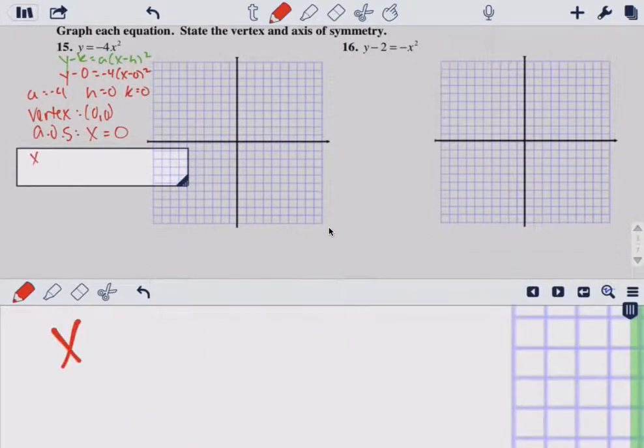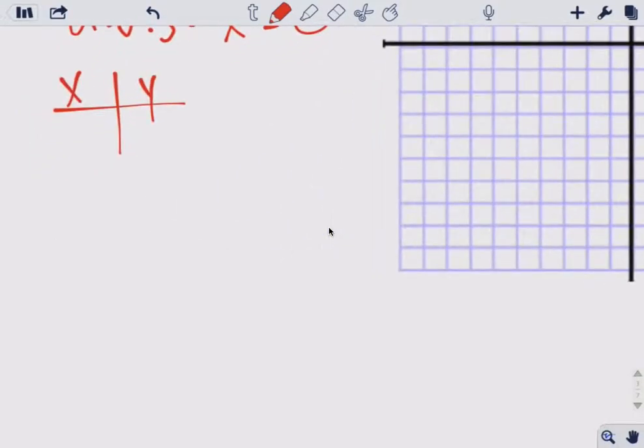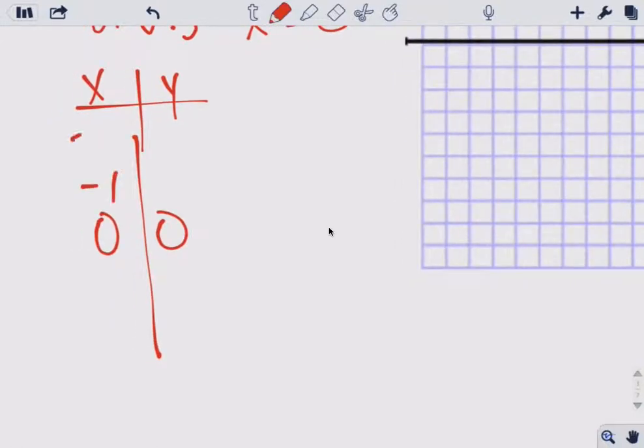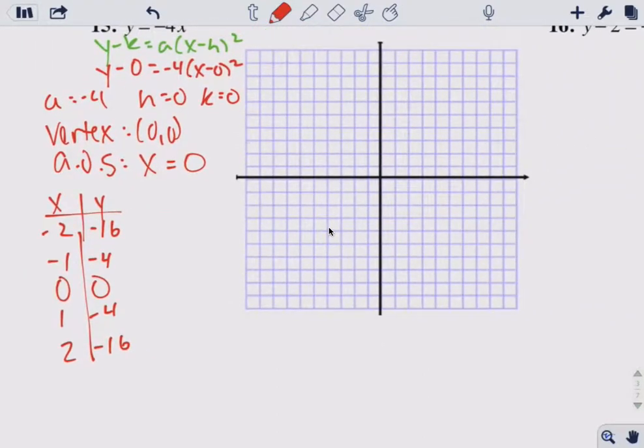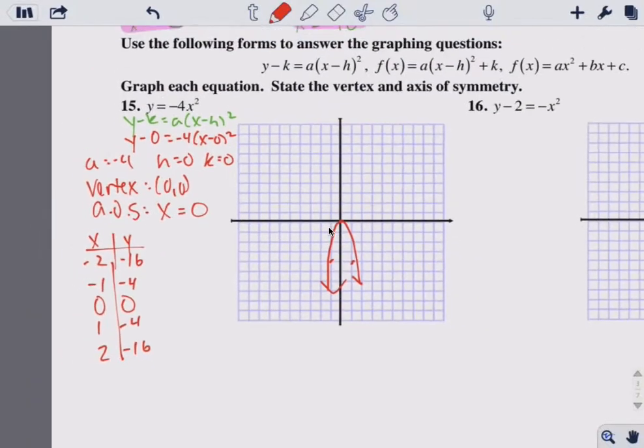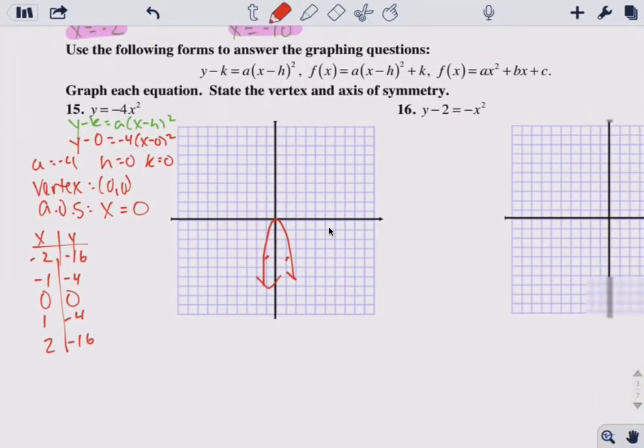I make my table. There was 0, 0, negative 1, negative 2, 1, 2. Add a, add 4a. Okay, so I plot those points. 0, 0, negative 4, and you can't really get to the other one, so it looks something like that. Get the points in the right place, the graph will look okay after that.